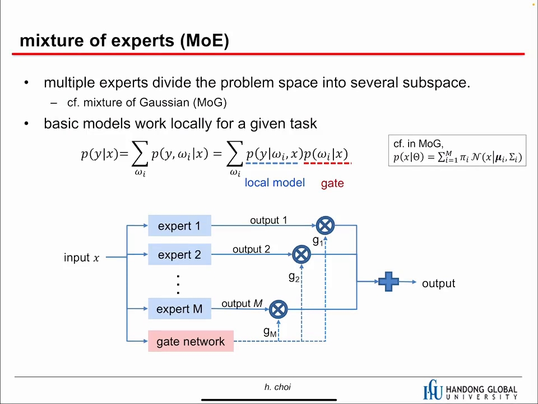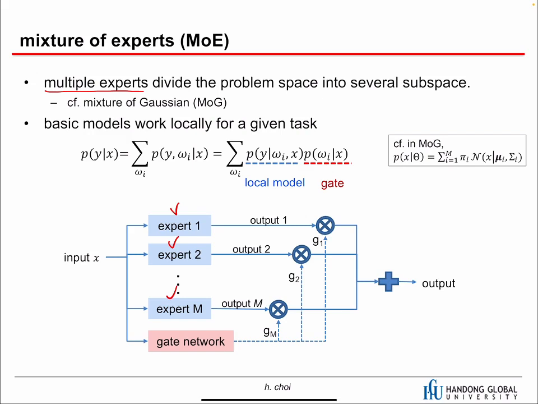And the next one is a mix of experts. As I said, many people don't put this mix of experts in the Ensemble Learning chapter, but I think this is the perfect chapter where we can put it. Okay, so we have multiple experts like this, M models, and these experts divide a problem space into several subspaces.